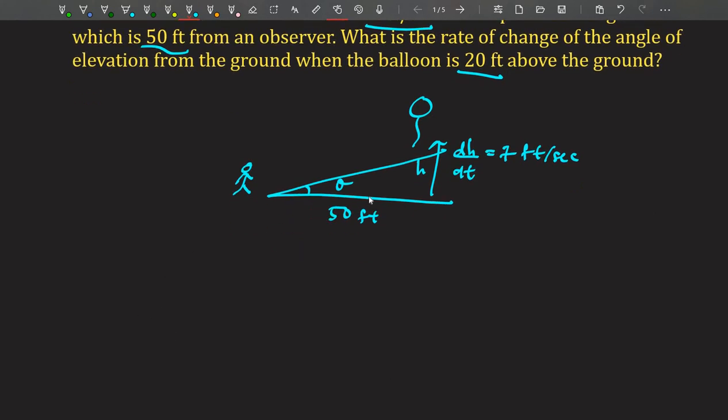As you can see, these are the sides. What we can relate is theta by using trigonometry. Let's say this one is H. So H over 50 is equal to tangent theta, where H is equal to 50 tangent theta.